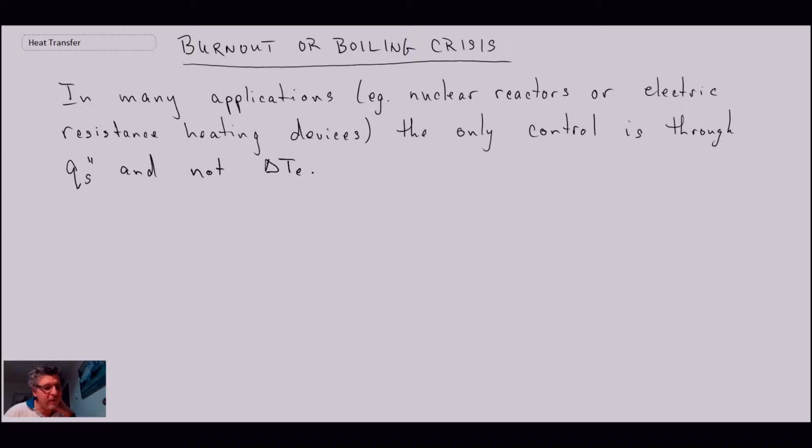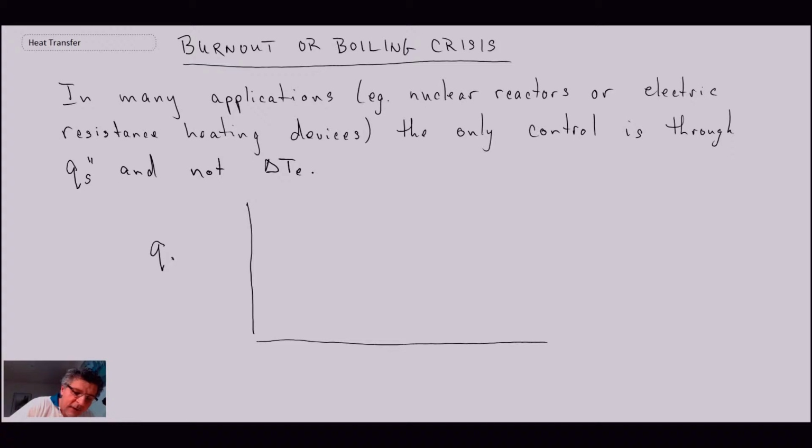So as it turns out, in many different applications, we only have control over the heat flux. We don't have control over the excess temperature between the surface and the saturated liquid that the boiling is taking place in. And so if you recall the boiling curve, we're just going to sketch it out here again.